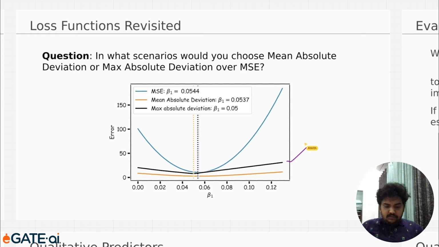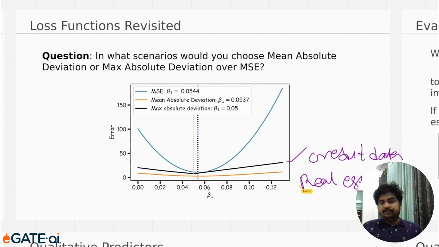The mean absolute deviation can be a good option when you're looking at problems involving profit and opportunity cost. What is a real world scenario? Probably real estate. So let's say credit data for the max and real estate for the mean.